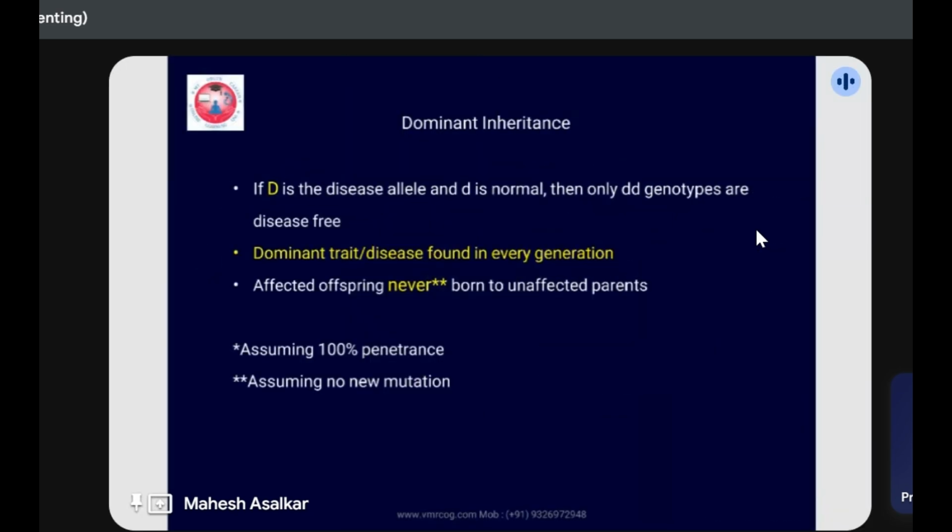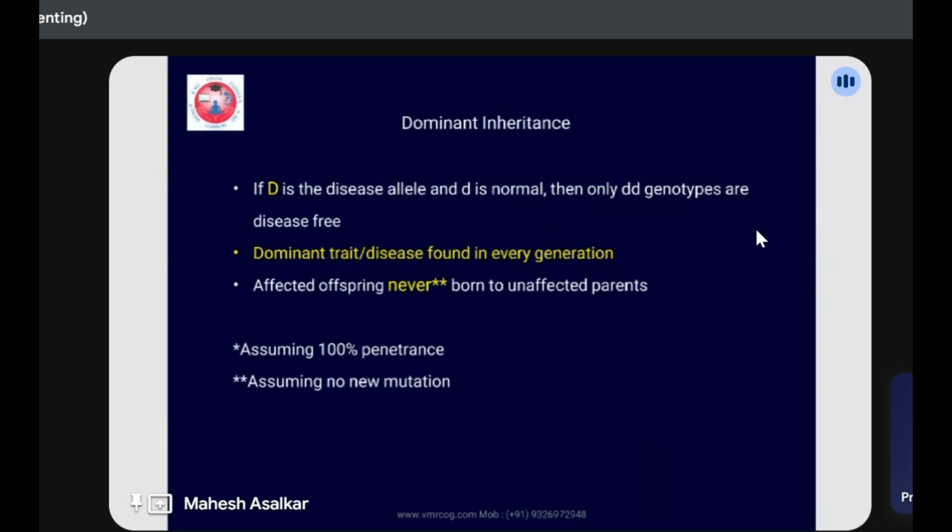Then how will the dominant inheritance get manifested? Suppose capital D is a disease allele and small d is normal, then only the dd genotype will be disease free. Okay, that means if the small d which is normal is present, then it will be normal. Even if there is a single capital D, there will be expression of the disease. Okay, so a dominant trait disease is found in every generation. So dominant will be present in every generation, while in recessive there will be skipping of generation. Okay, and affected offspring are never born to unaffected parents.